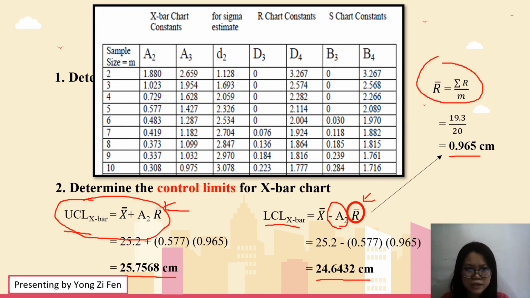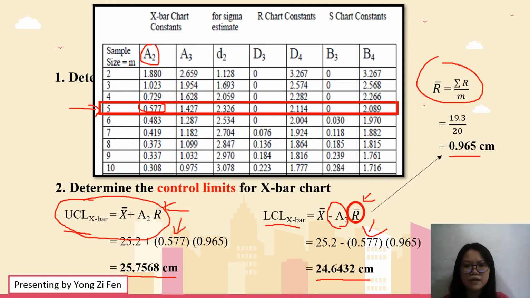So this is the table that we refer to. As we have 5 replicates, we need to see the fifth one, and based on the A2, we will get a value which is 0.577, and then we substitute inside here. And then also for the upper control limit, it is the same, and then we will get the value that we want. After we found the central line, the upper control limit, and also the lower control limit, only then can we plot the x bar chart.